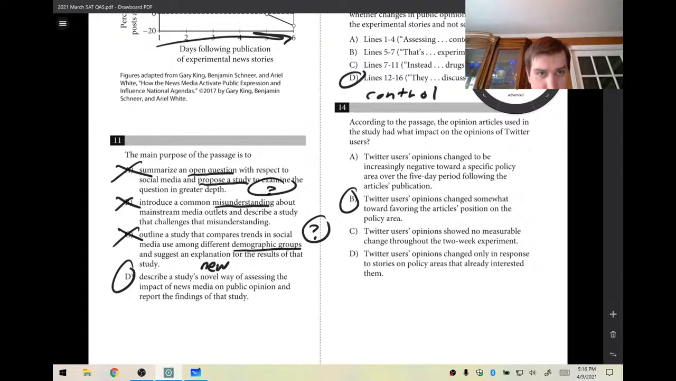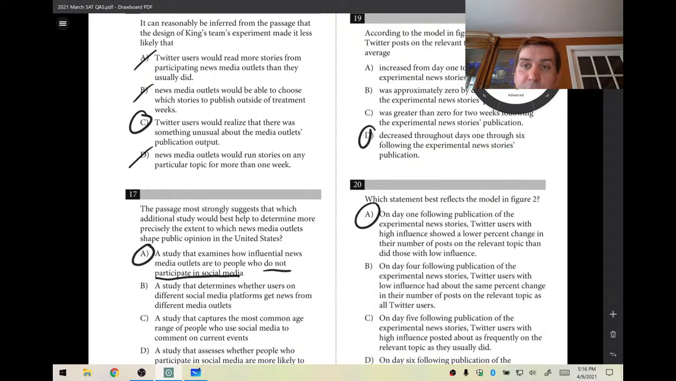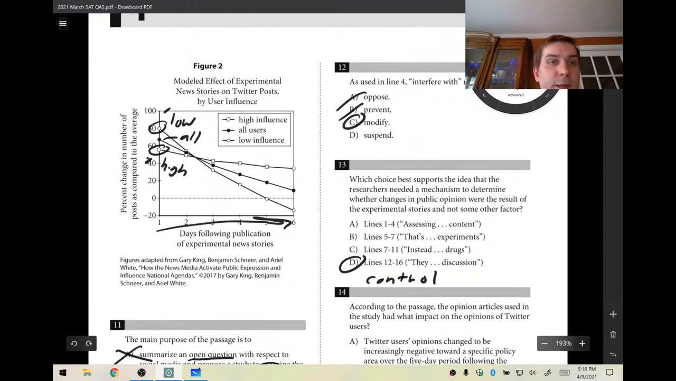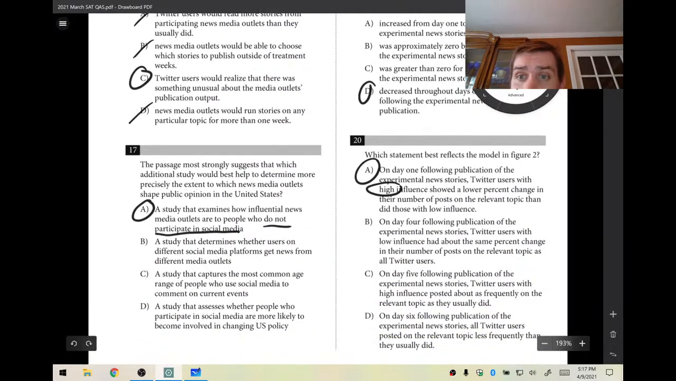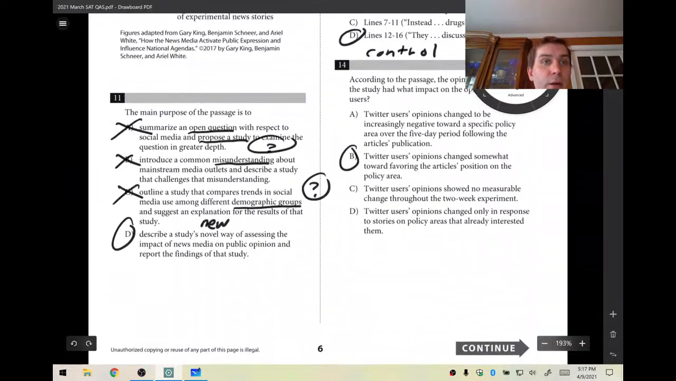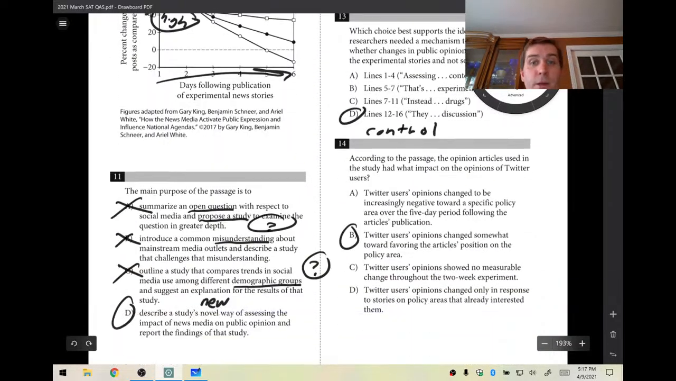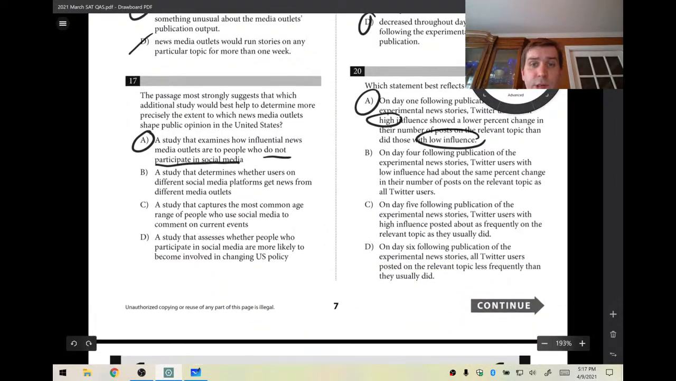So that graph says, A, on day one following publication of the experimental news stories, Twitter users with high influence showed a lower percent change. That's these guys. In their number of posts on the relevant topic than did those with low influence. Are the low influencers higher? Yep, right there. So can you read a graph? Can you read a line graph? So 20 was answer choice A.